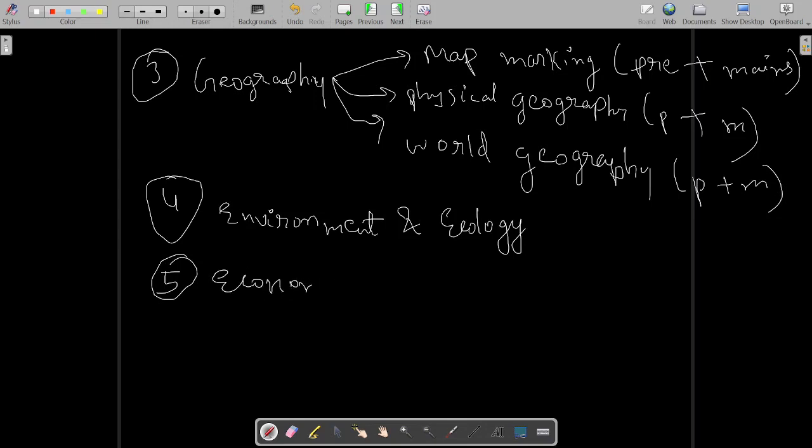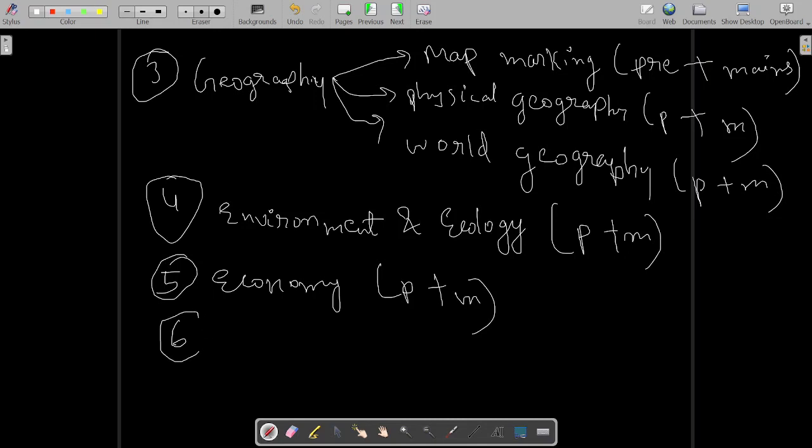Then you have economy. Economy is further divided into micro economy and macro economy, but those are not important, you can keep it as simply economy. This is important for both pre and mains. Pre plus mains. Economy is also pre plus mains.